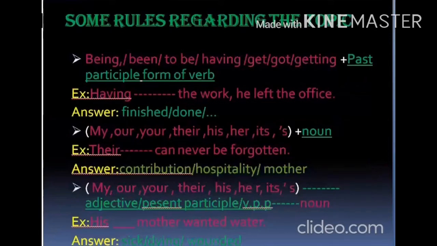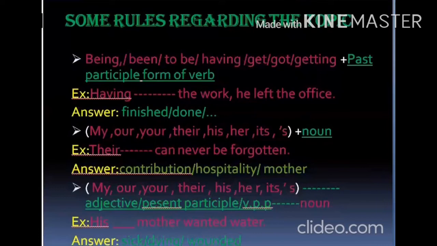My next rules are here. I have written being, been, to be, having, get, got, getting. If you find any blank after these verbs, after these words, always write the verb in past participle form. Here: having blank the work, he left the office. I have written the answer: having finished the work, having done the work. You can write having completed the work, etc.